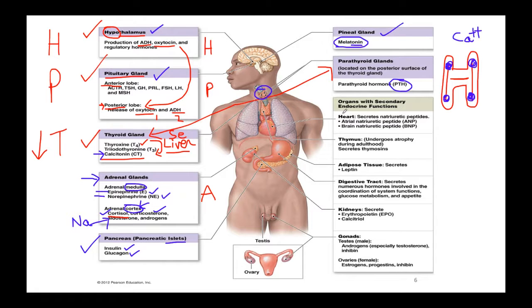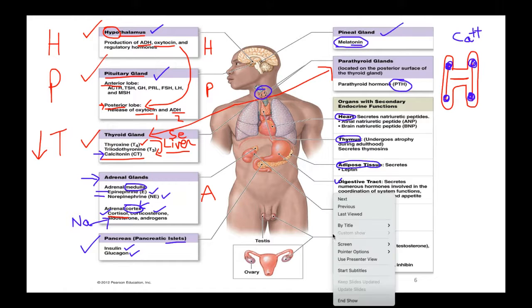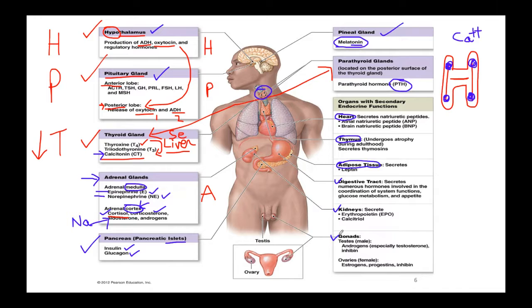Okay, we also have the heart. Right now, these have secreting cells. The thymus has secreting cells. Fat cells have secreting cells. Your digestive tract and the kidneys and the gonads, all of these have secreting cells. We don't really think of them as endocrine glands, but they have endocrine secreting cells, okay?